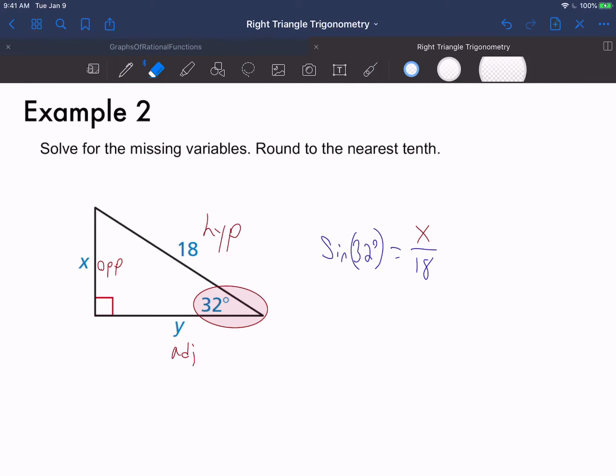So sine works out. So you want to ask yourself, okay, for SOHCAHTOA, right? So, let's do a color change. So, CAH, and then TOA.